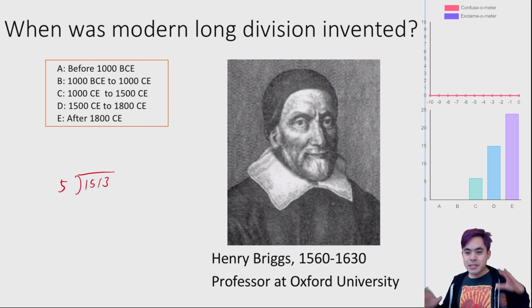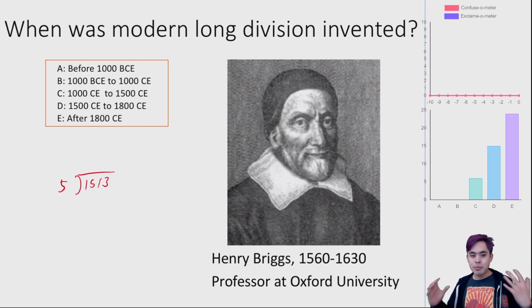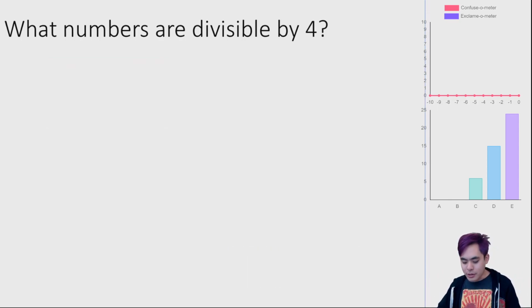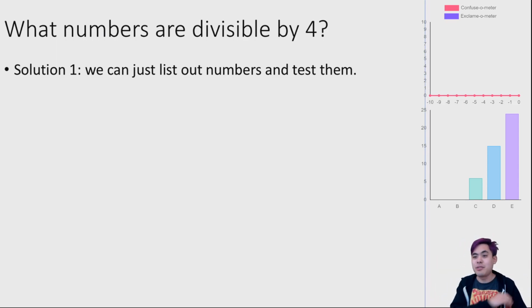Okay, so that's a nice little history interlude. So let's now get back to trying to really properly understand what division does and what it means. So what numbers are divisible by 4? There are a couple ways of doing this. One is we can just list out every single number and test them.